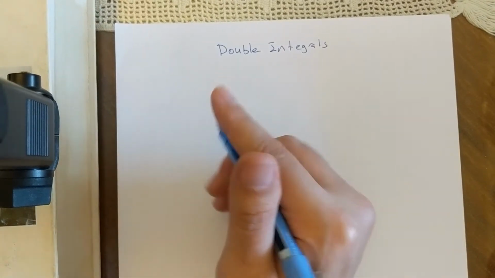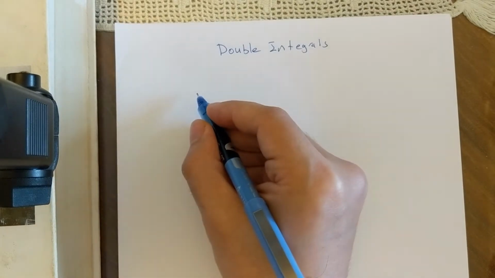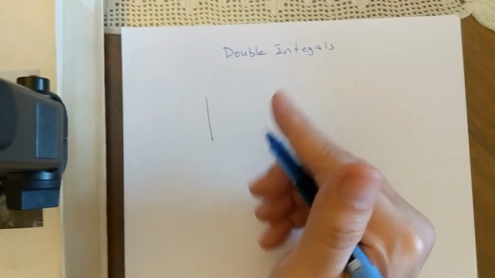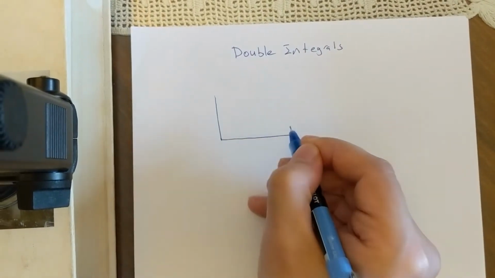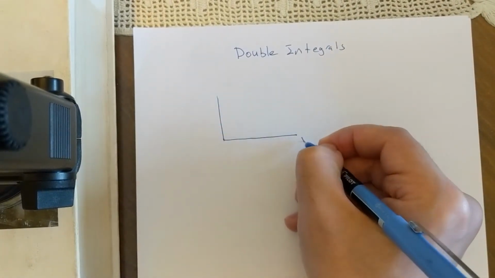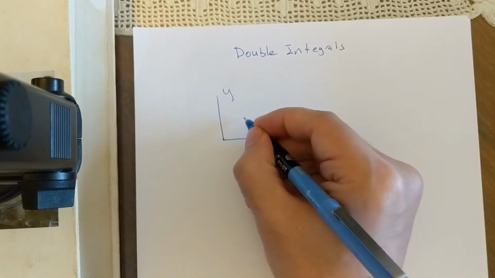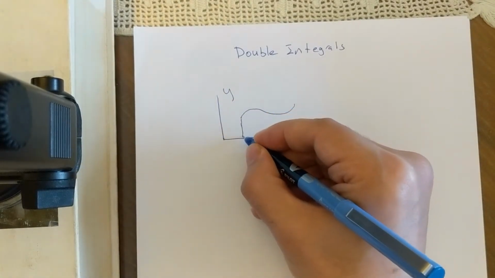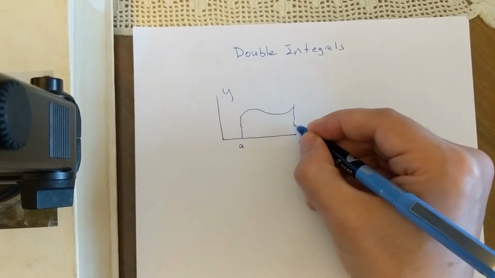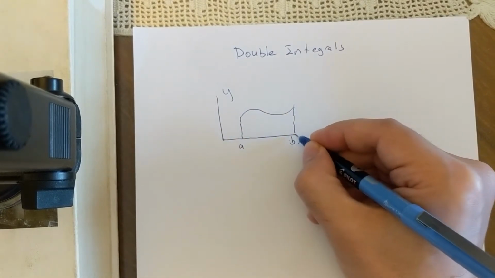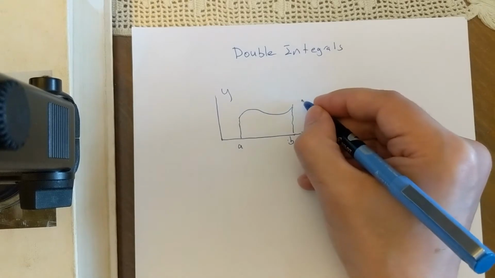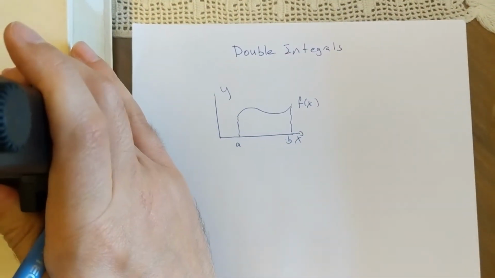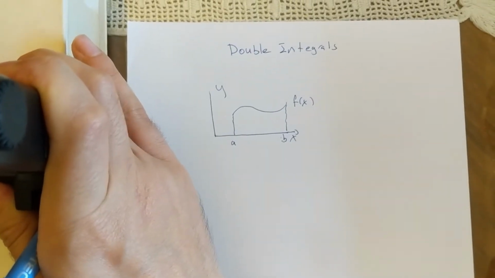So the idea here is, when we had a function of one variable, we have the x-axis, we have the y-axis, okay, and let's say we have a function f of something of this sort. So let's say it's between a and b. This is the x-axis, and the function is f of x.